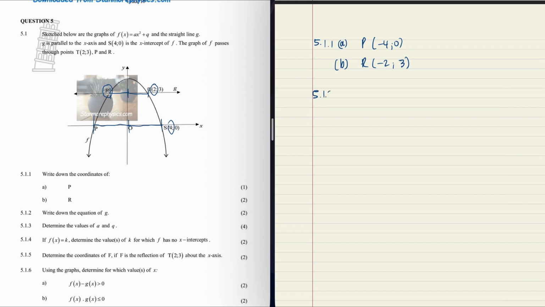Question 5.1.2: write down the equation of g. So g is just a horizontal line, so g(x) is equal to 3. There's no gradient or anything like that.